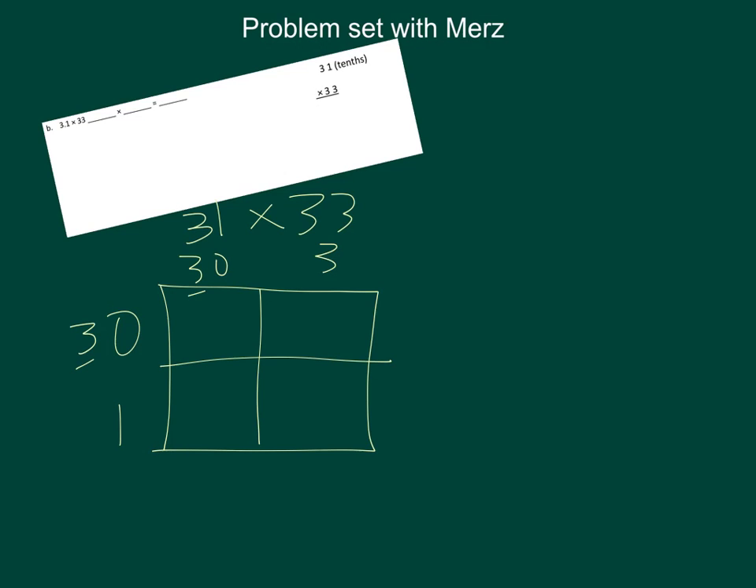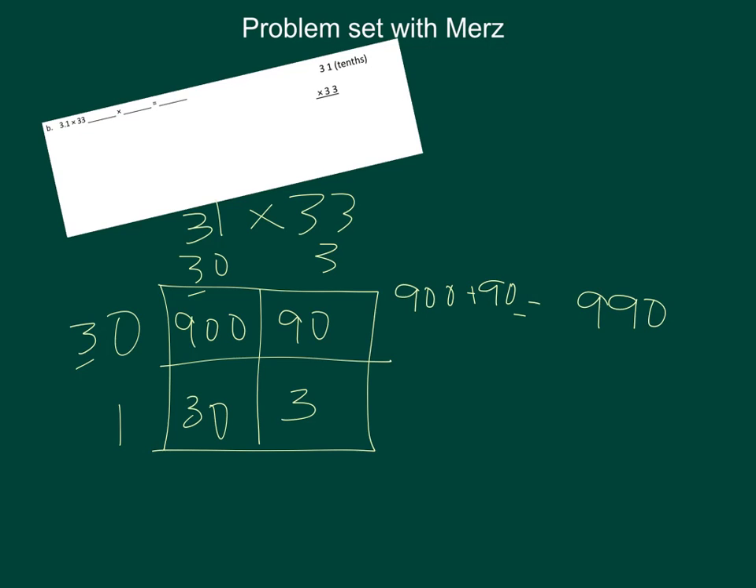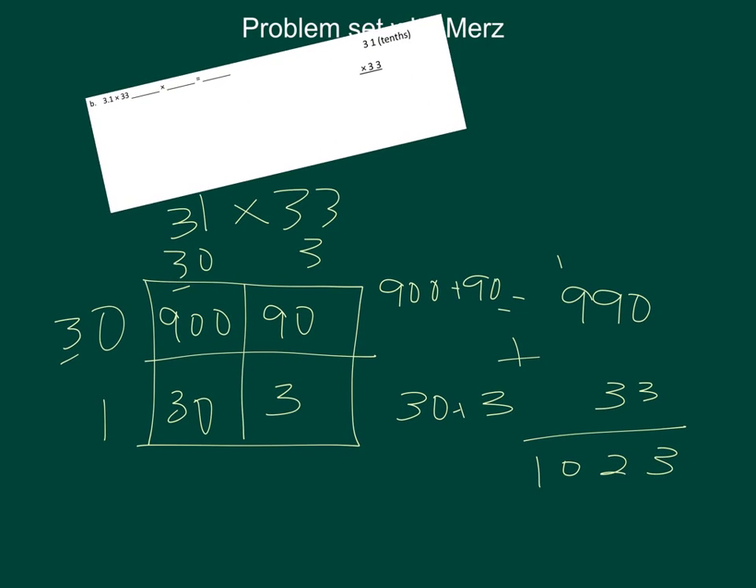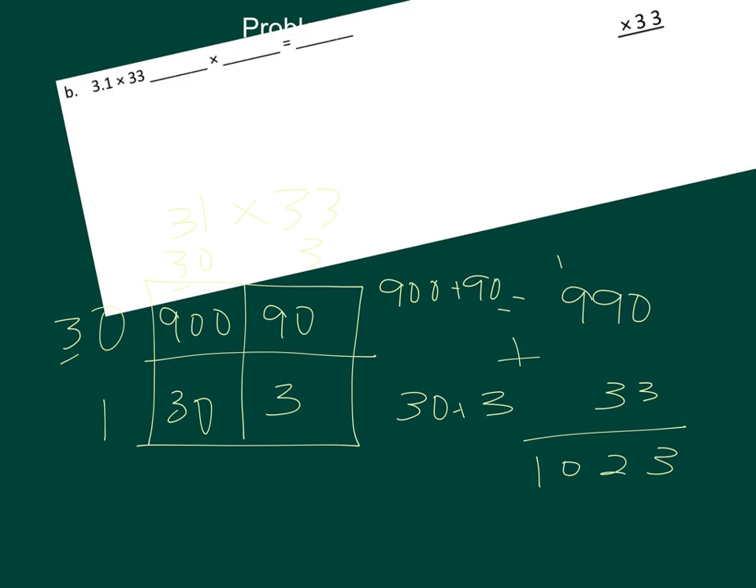Break it apart. 30 times 30 is 9 with 2 zeros. 30 times 3 is 9 with 1 zero. 1 times 30 is 30. 1 times 3 is 3. Add up your first column together. 900 plus 90 is 990. 30 plus 3 is 33. As you add them up, 9, 10, 11, 12, you have 1023. Look back to the original problem to see where that decimal point originally was. It's how many hops over from the back? It's one hop over from the back.